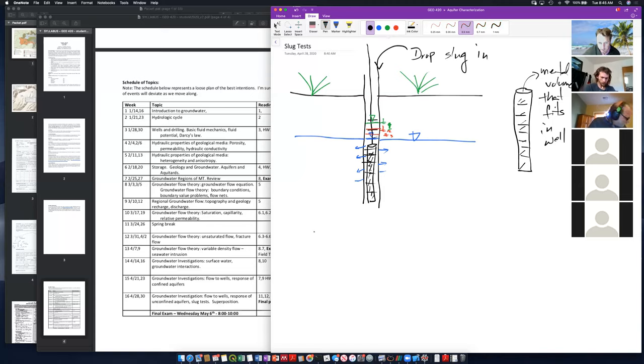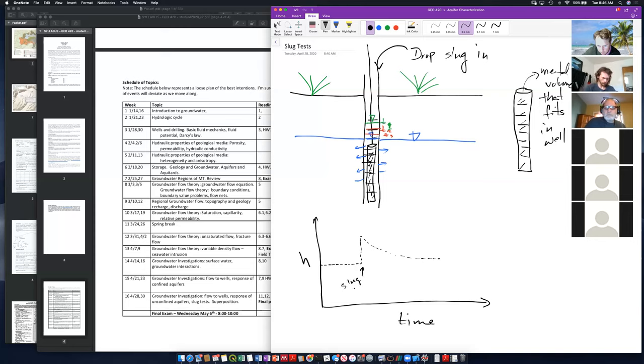So if I was to look in time at my head, here's time, here's my head. We're cruising along at H naught, our static water level. We drop the slug in really fast, so our head jumps up, and then it decays back down to the original water level. So this is slug in. It drops back down to H naught, the original water level.